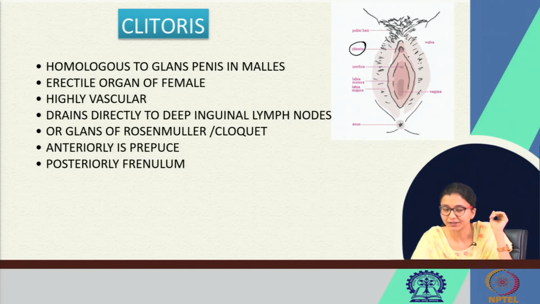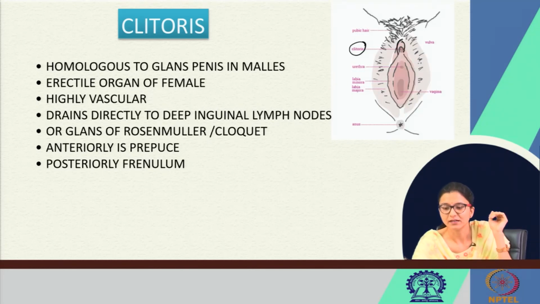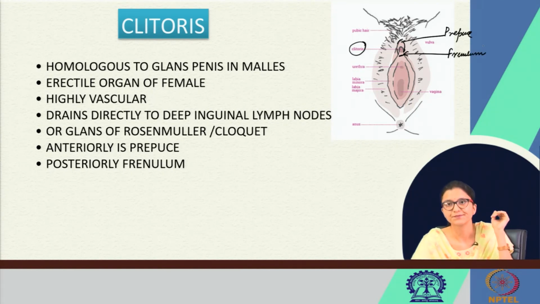Anteriorly, the covering of the labia minora covering the clitoris is known as the prepuce, and posteriorly is the frenulum. This is the prepuce and posteriorly is the frenulum. Right?